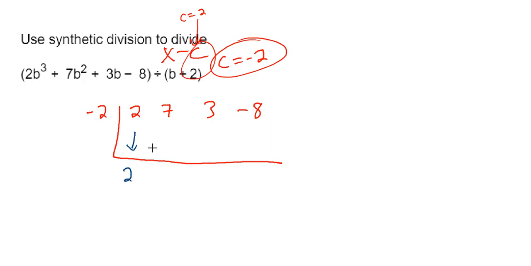So 2 times -2 is -4. Add those together, we get 3. 3 times -2 is -6. Add those together, you get -3. -3 times -2 is +6. You add those together, you get -2. And just like that, I'm done.